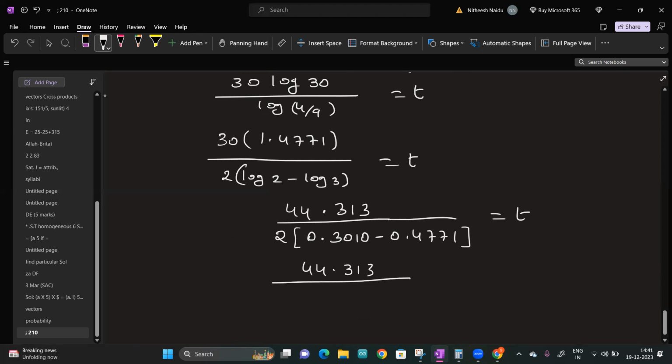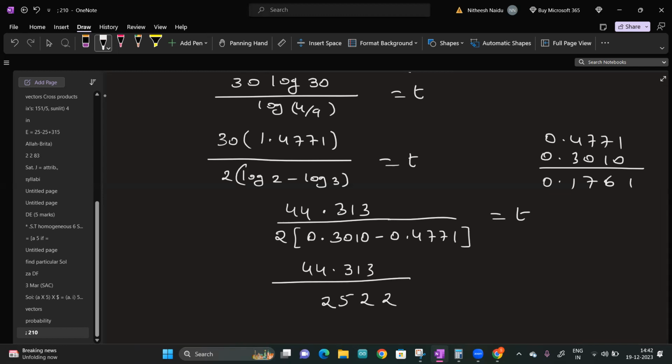Very tough question. 0.4771 minus 0.3010, do the subtraction. That gives 0.1761. Multiply with 2. 2 sixes are 12, and so on. This is equal to t.